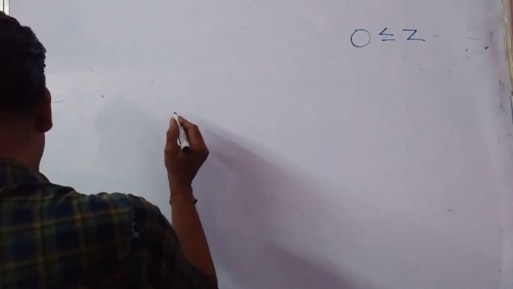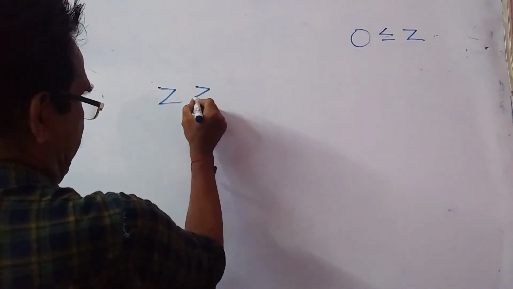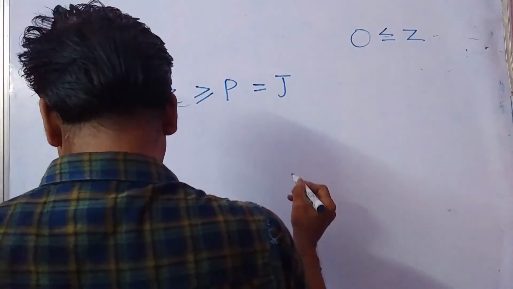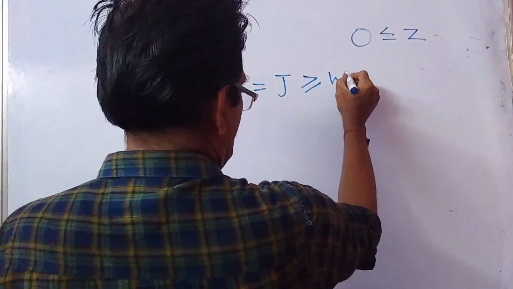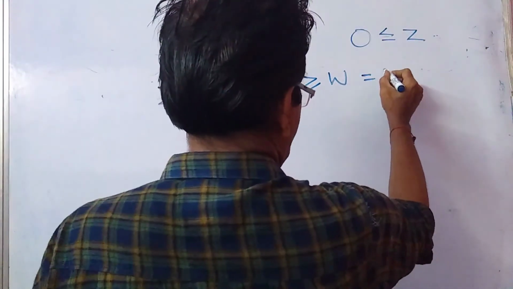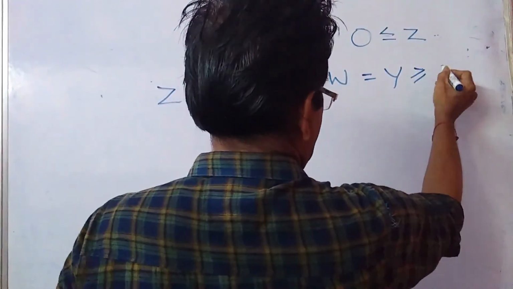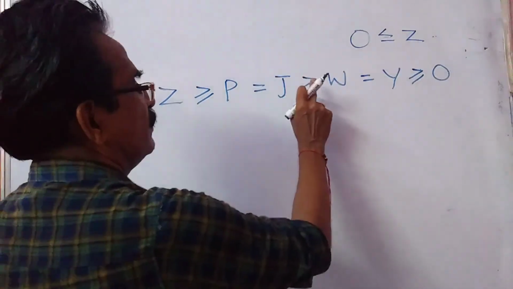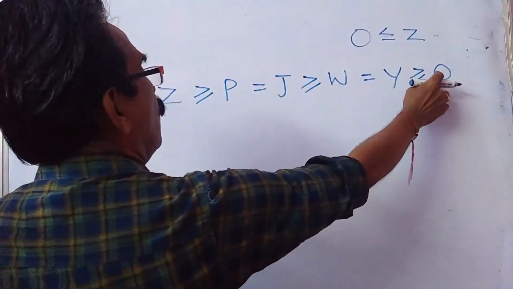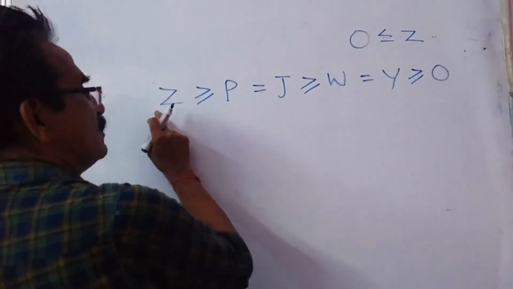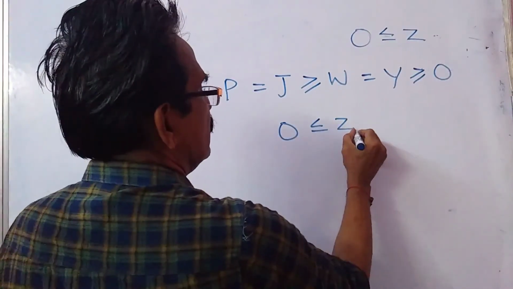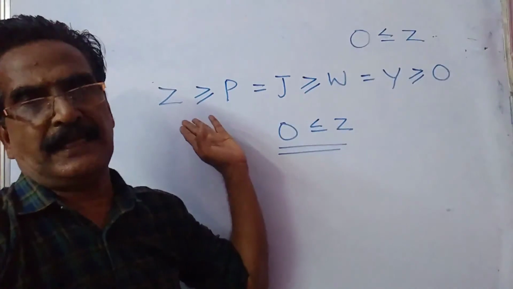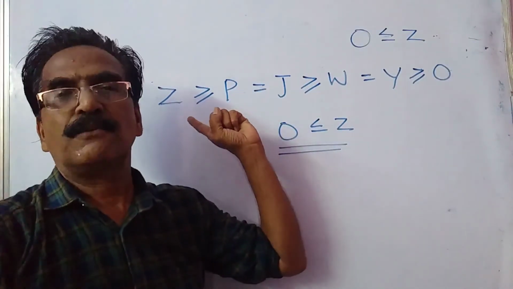Now let us see the third option. Z greater than or equal to P is equal to J greater than or equal to W is equal to Y greater than or equal to O. So O less than or equal to Z safely and certainly follows from this statement. So your option is this.